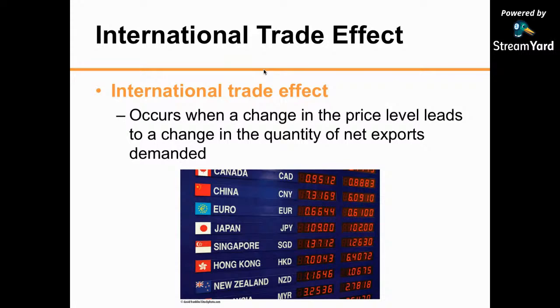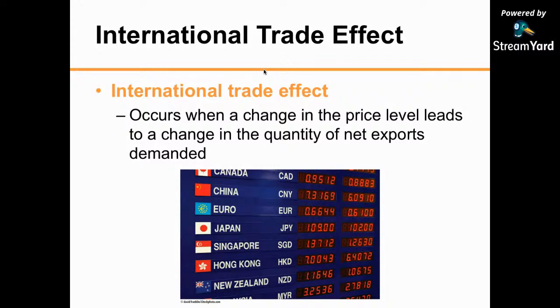So suppose that the US price level increases, and assume that all other countries' price levels remain the same. So the only thing that's changing here is that the US price level is increasing. The prices of US-made goods are now considered to be relatively more expensive. And because of this, exports will fall. So why are exports falling? Well, if our goods are more expensive in comparison to other countries, other countries are going to be buying less of our goods.